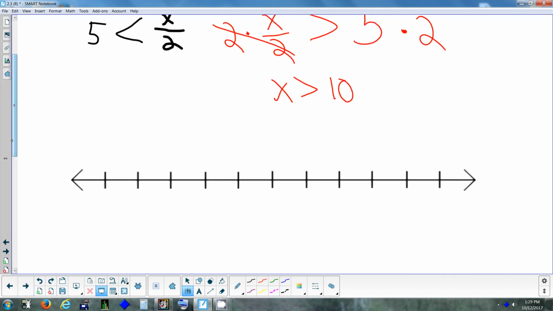Alright, we'll graph it. Let's do 11, 10, 9. What do I do? Sophia? Open circle on 10, with the arrow pointing to the right. No line underneath, that tells me to leave it open. And then my arrowhead pointing to the right. I want to make sure my line goes to the right.